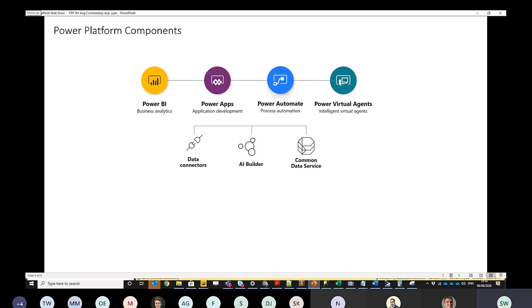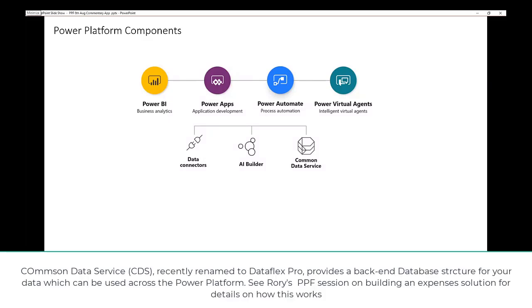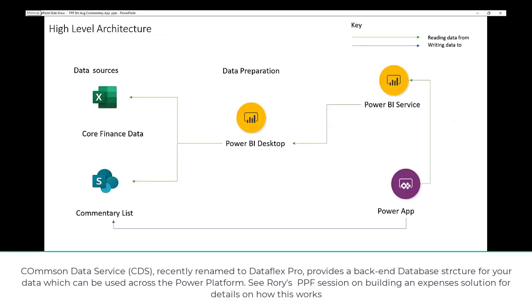And what connects to all of these products are data connectors, AI Builder, and CDS. So Common Data Service, I think it was recently renamed to Dataverse, but that's out of scope for today. So if we start to think about what a high-level architecture would look like for a commentary feedback solution, we start to look at Power BI and PowerApps. If I go to the next slide, we can start to think about what the solution will look like.